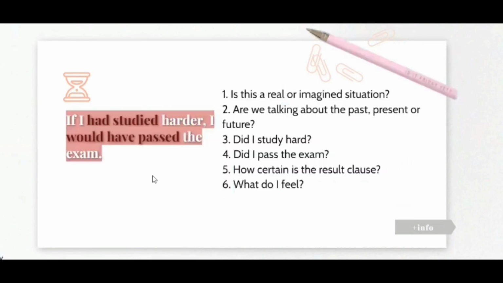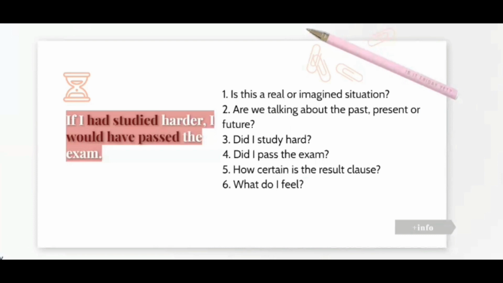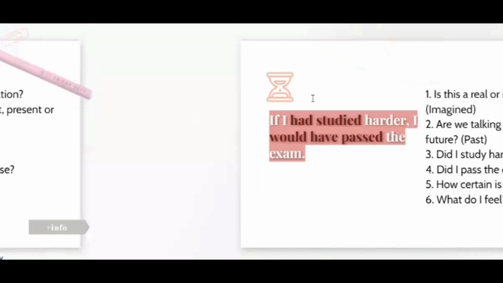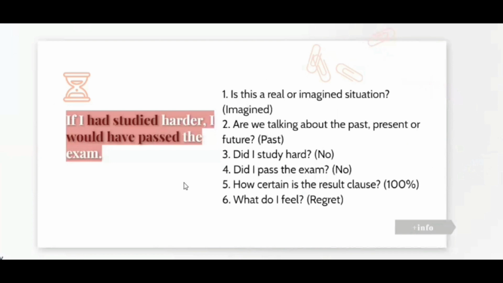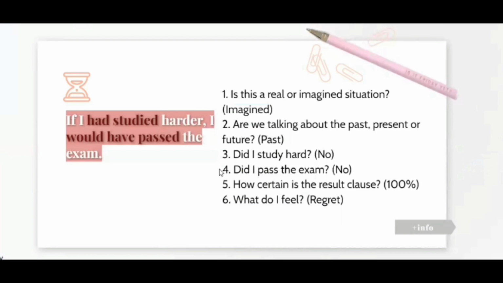For example, if I had studied harder, I would have passed the exam. The important question: is this a real or imagined situation? The answer is imagined. Are we talking about the past, the present, or the future when we use the third conditional? The answer is we are talking about the past. It has already happened, so it cannot happen in the future. It's a regret or a relief.